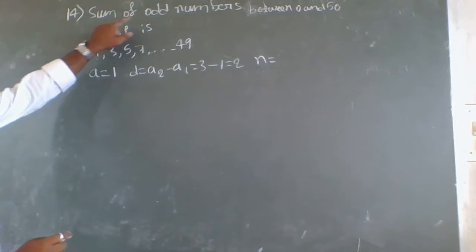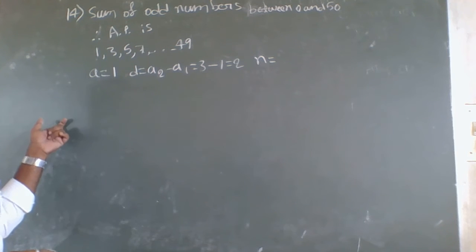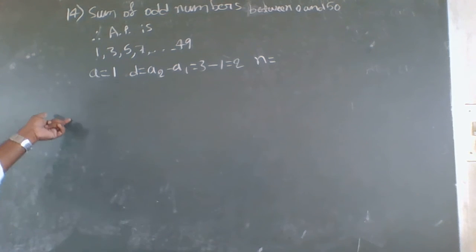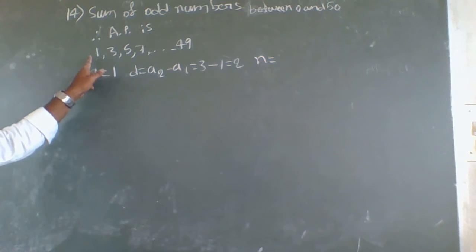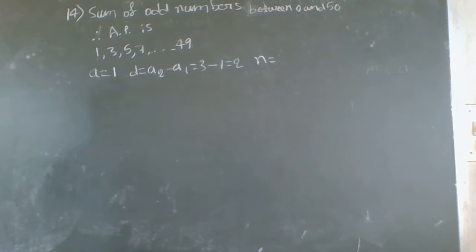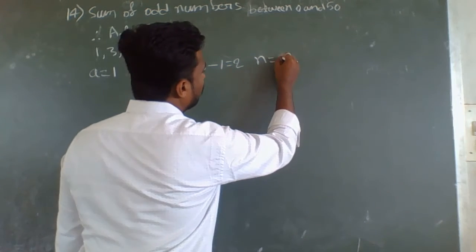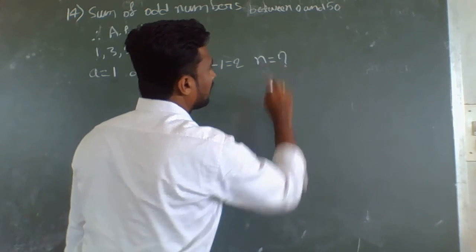So sum of odd numbers between 0 and 50. Still we don't know how many odd numbers there are between 0 and 50. We don't know the value of odd numbers between 0 and 50. Therefore, we don't know the value of n. We have to calculate the n value.